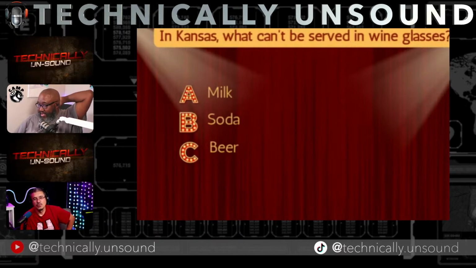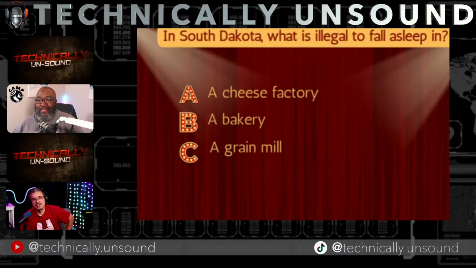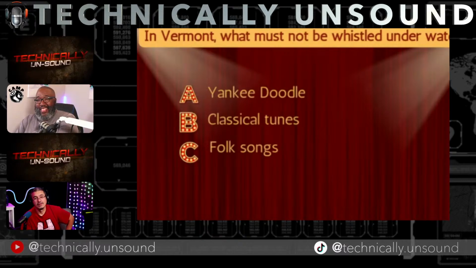In Kansas, what cannot be served in wine glasses? Milk. 1968 law enforces proper drink presentation. In South Dakota, what is illegal to fall asleep in? What? A grain mill. A cheese factory. They need people to stay alert. What if it's the cheesecake factory? Then it's probably okay.